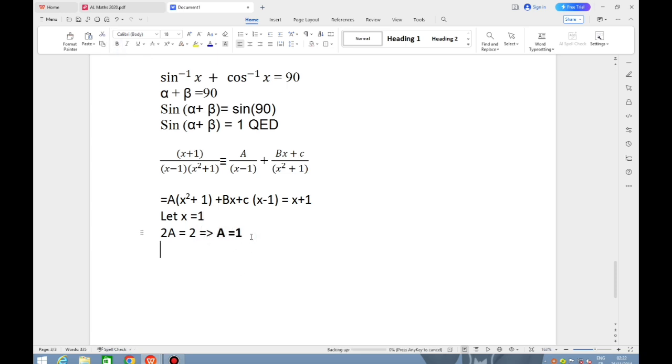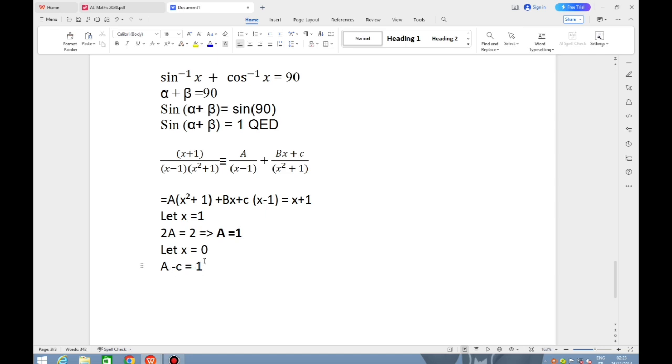Now you find the second value. You can eliminate B by letting x equal 0. When x is 0, the equation is going to give us A minus C is equal to 0 plus 1, which is 1.